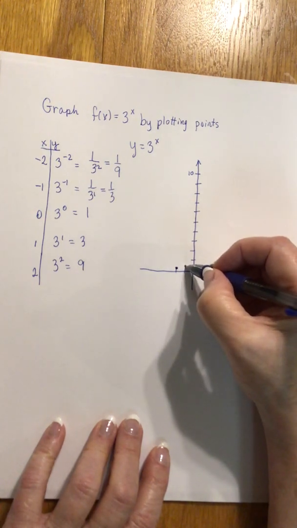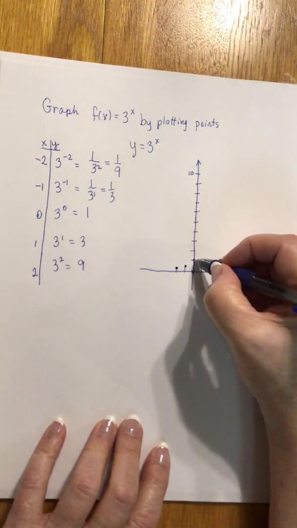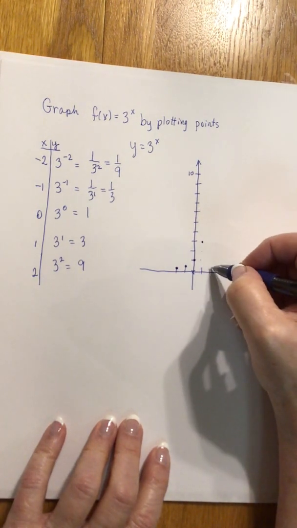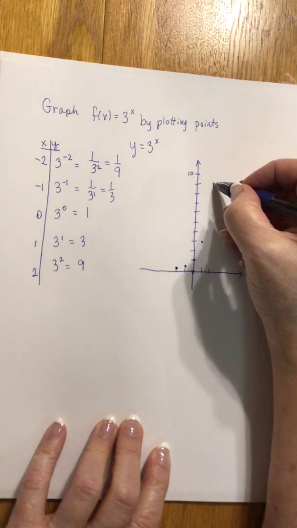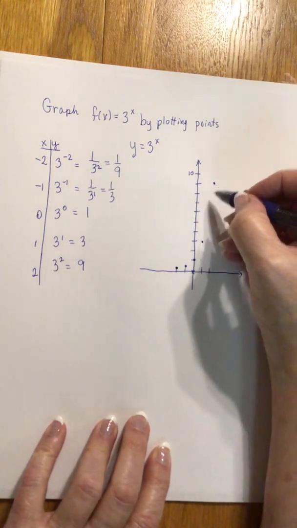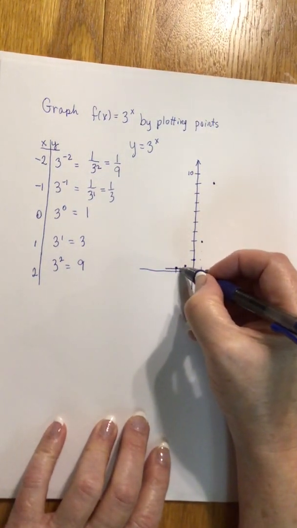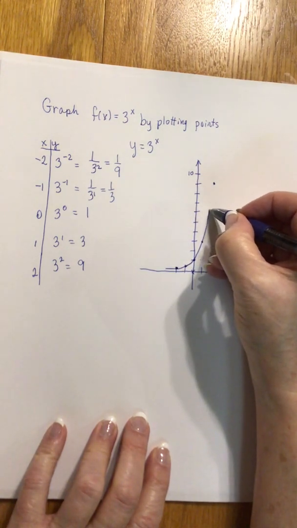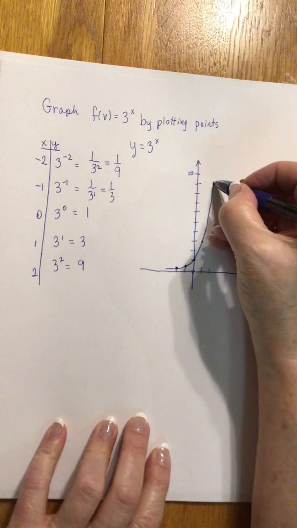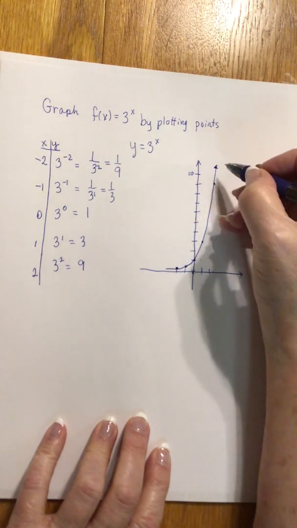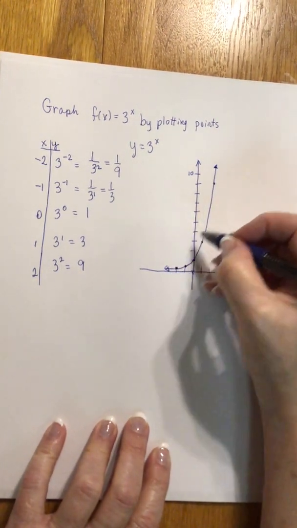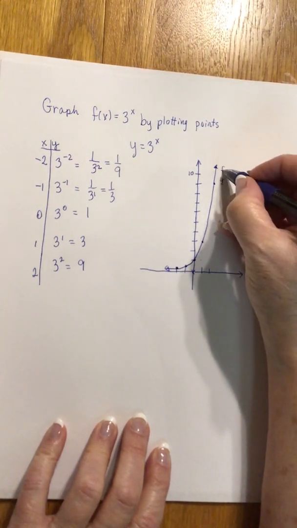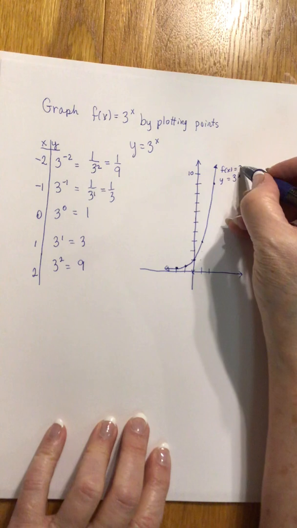-1, 1/3 is a third of the way up. 0, 1, 1, 3, and 2, 9. So now we do dot to dot. And so we get y equals 3 to the x, or f of x equals 3 to the x.